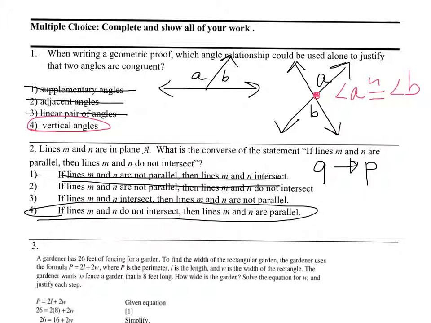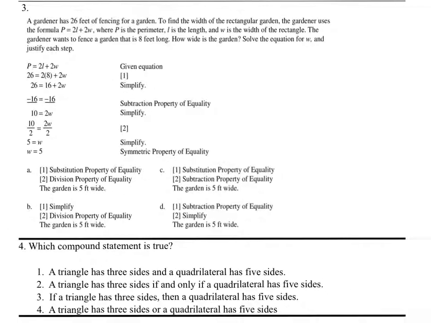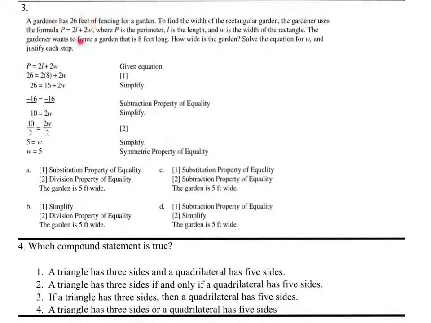Question 3. A gardener has 26 feet of fencing. To find the width of the rectangular garden, the gardener uses this formula: perimeter equals 2L plus 2W, and that should make sense to you, where P is the perimeter, L is the length, W is the width. The gardener wants to fence a garden that is 8 feet long. How wide is the garden? So what they're asking you to do is to solve the equation and justify each step. So that's what you're being asked to do.